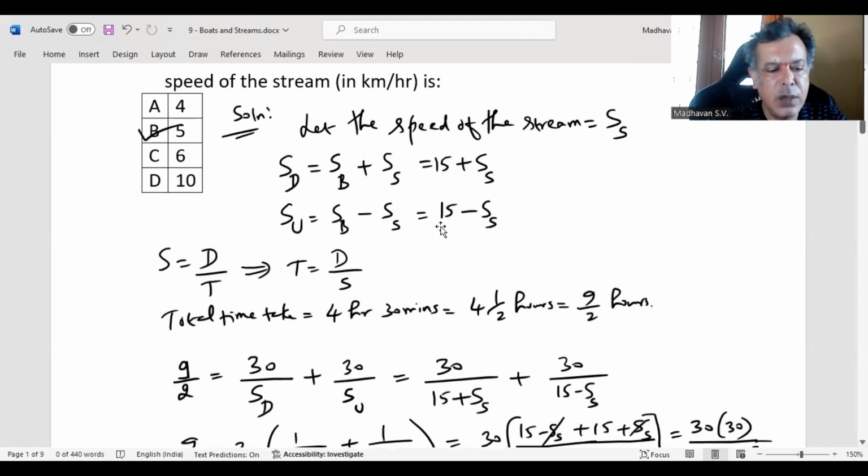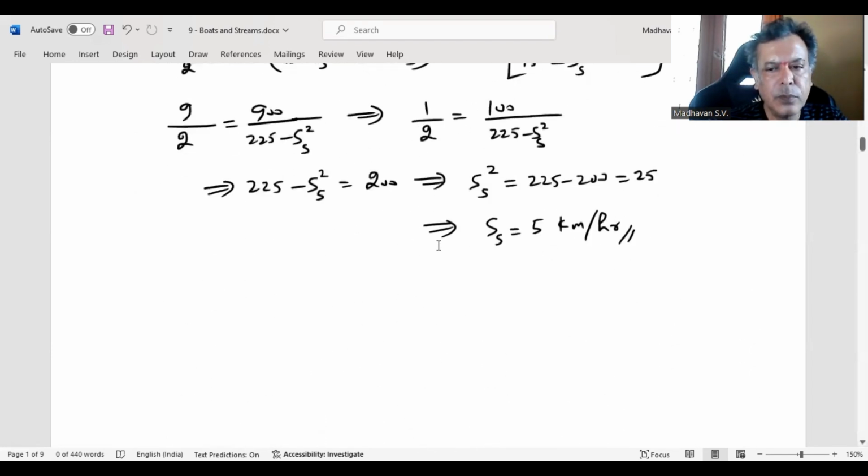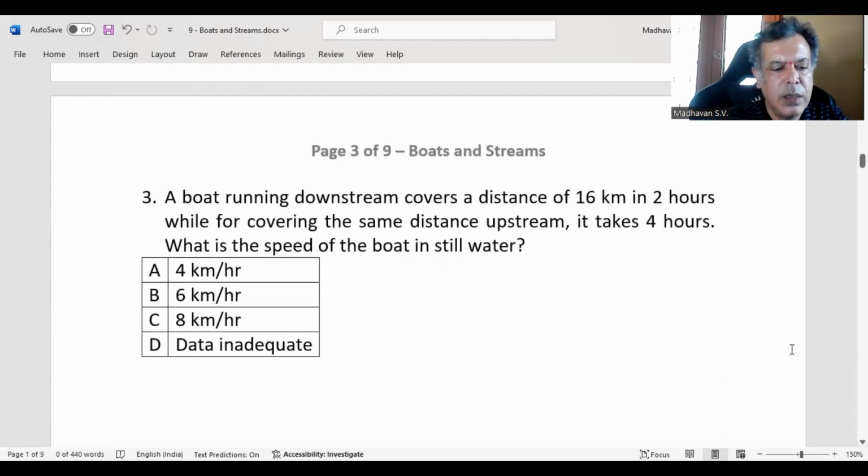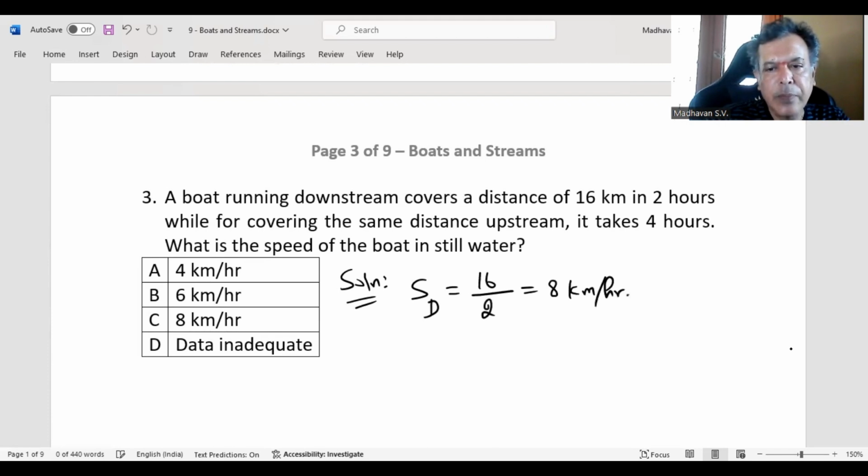Let us move on to the third question. A boat running downstream covers a distance of 16 kilometers in 2 hours. So speed downstream is 16 kilometers in 2 hours, which means 8 kilometers per hour. While for covering the same distance, 16 kilometers, upstream it takes 4 hours. That means it becomes 4 kilometers per hour.